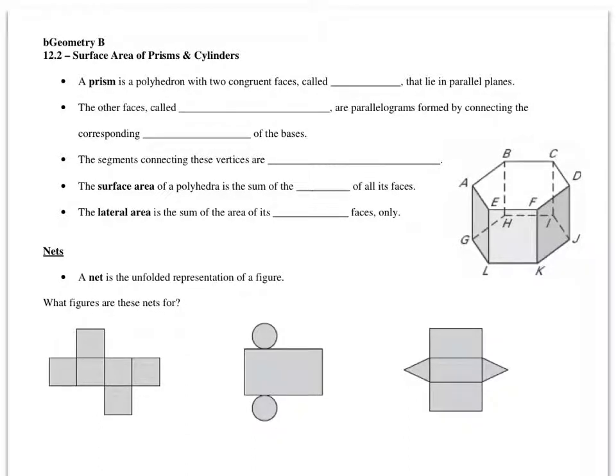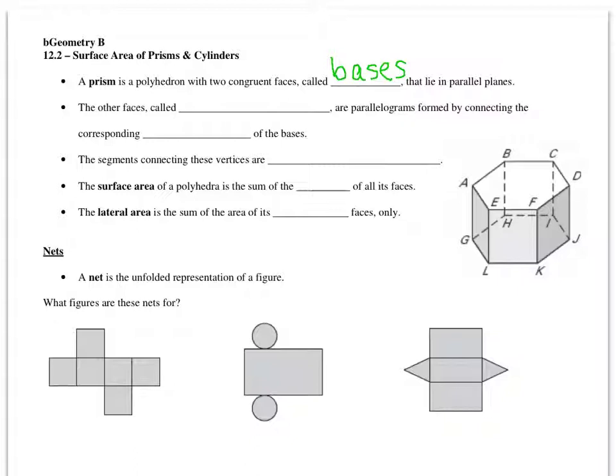Hi class, this is lesson 12-2, surface area of prisms and cylinders. So we're going to be looking at the surface area. A prism is a polyhedron with two congruent faces called bases. And we talked about what a prism was in 12-1, that lie in parallel planes.